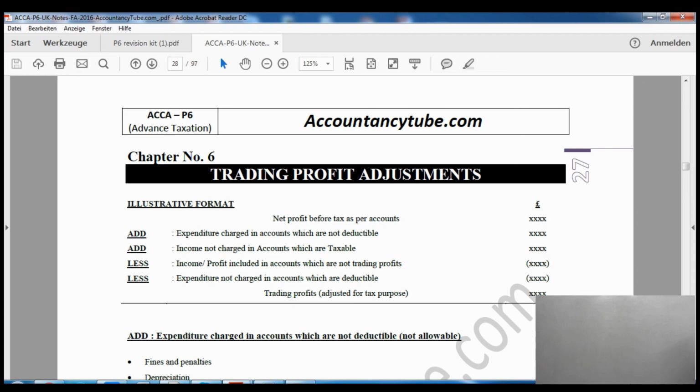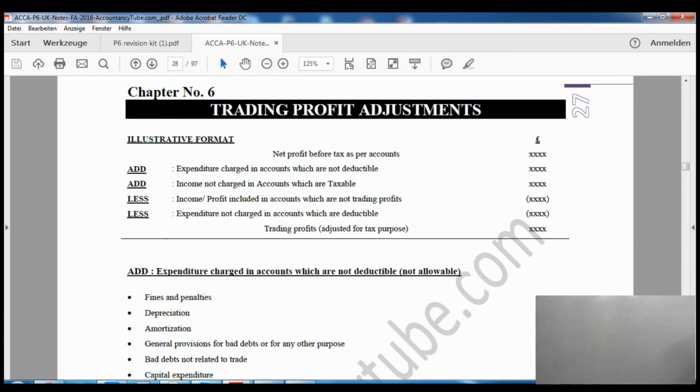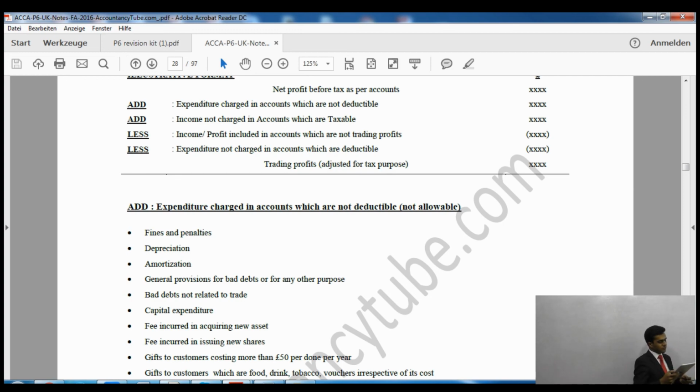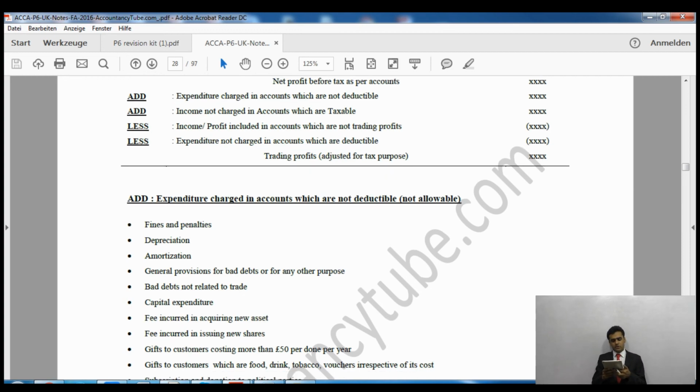So it's a trading profit adjustment. It says that we'll take net profit before tax as per accounts, so whatever we have seen in our accounts, we'll have to take those things. Now what we add here is expenditure charged in the accounts which is not deductible. Tax people do not allow us to deduct a few things, so they will add those things back to the net profit. So we'll have to add them back.